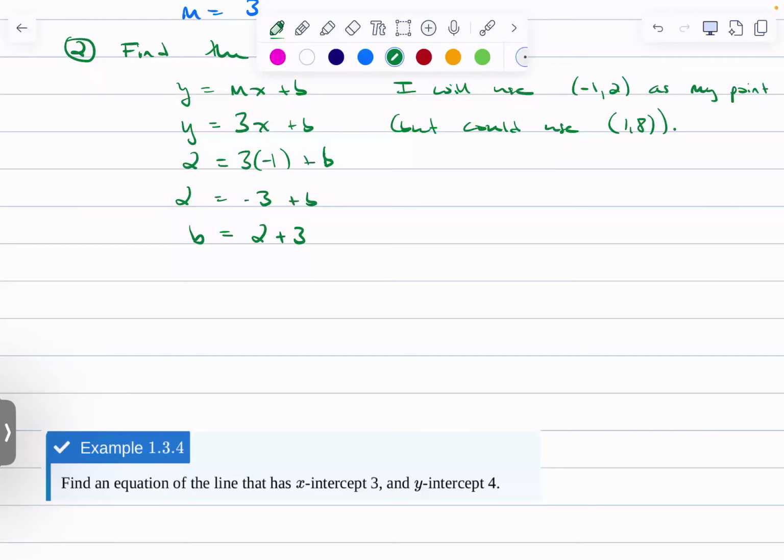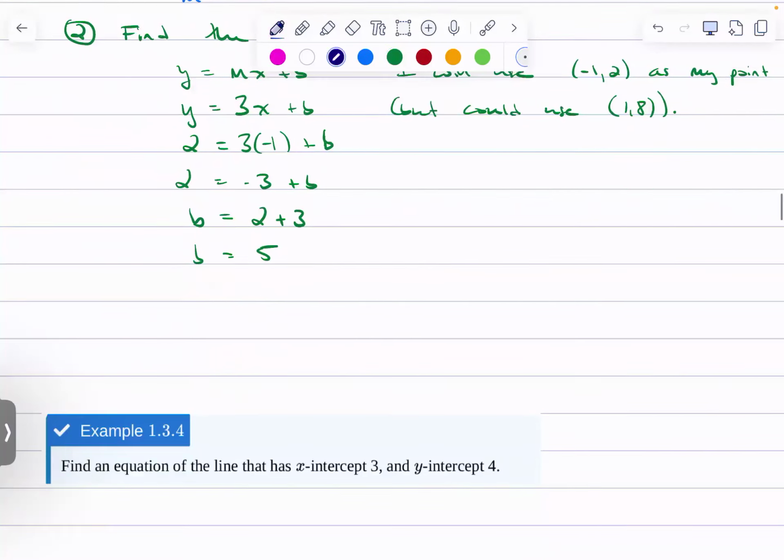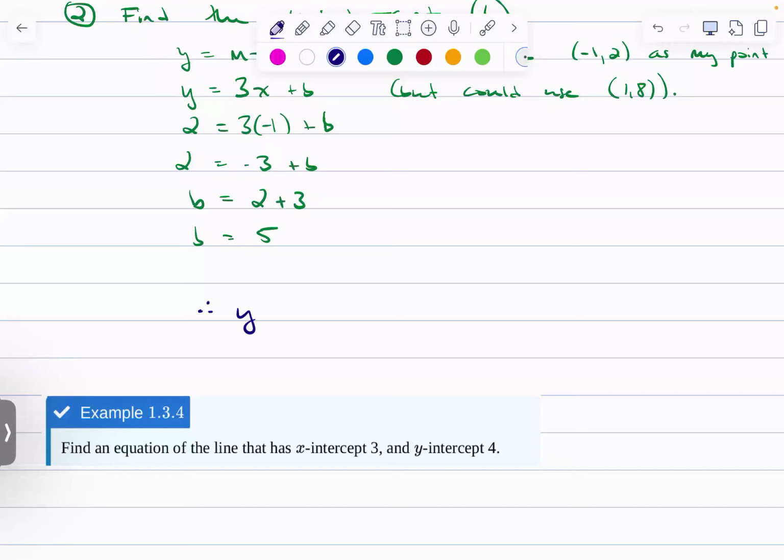Yeah. Reference b is the 1, 8. That's correct. Yeah. And so now b is 5, which means that we have m and we have b, therefore y equals 3x plus 5.